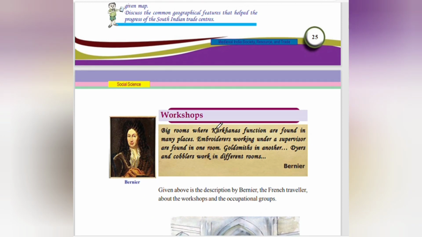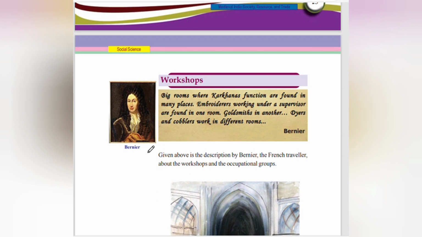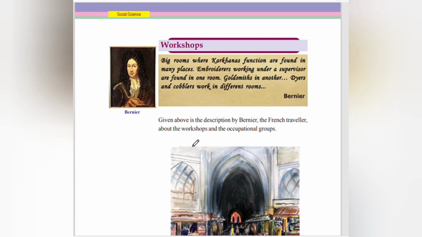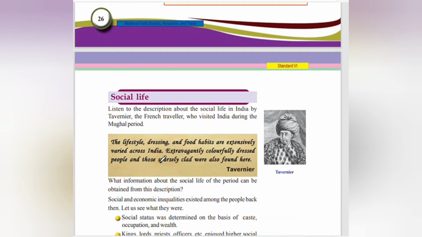Workshops. Big rooms where Karkhanas function are found in many places. Embroiderers working under a supervisor are found in one room, goldsmiths in another. Dyers and cobblers work in different rooms. Given above is the description by Bernier, the French traveller, about the workshops and the occupational groups. Karkhanas were the centers that produced and supplied goods for the palaces of the Mughal kings and nobles.